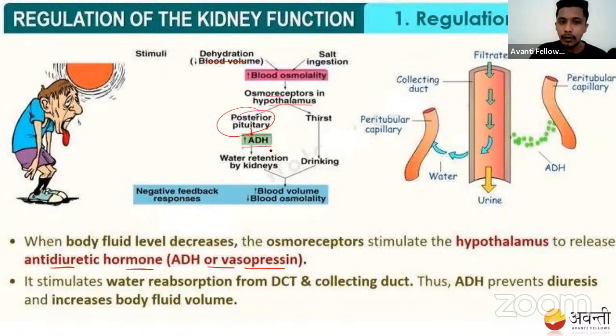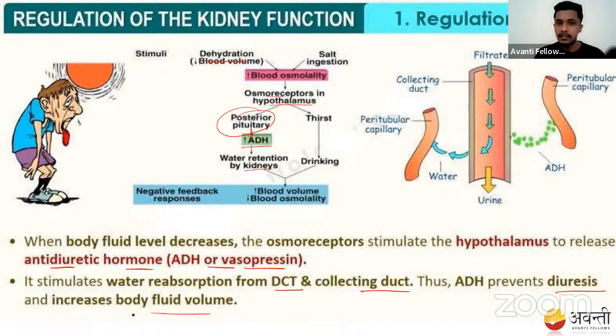Once they secrete antidiuretic hormone, the kidney retains more water. How do they do this? By more absorption. More absorption of water will take place in the DCT and collecting ducts. That is one thing. This process of reabsorption of water and concentrating urine is called diuresis. So this increases the fluid volume.